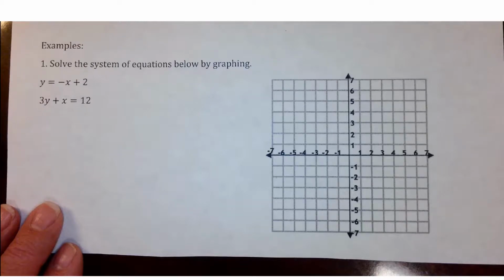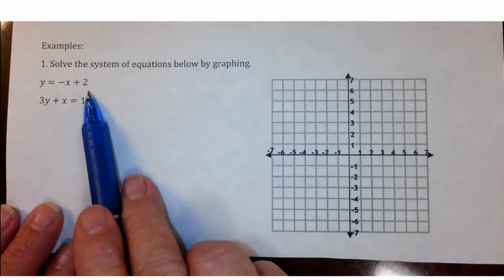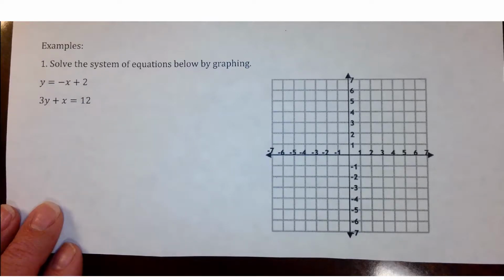About solving a system of equations by graphing. So this particular system is going to have a solution, and that solution will be where these two graphs intersect. So first we need to graph these two linear equations. The first one is already in slope-intercept form, so we can use that information to help us graph.